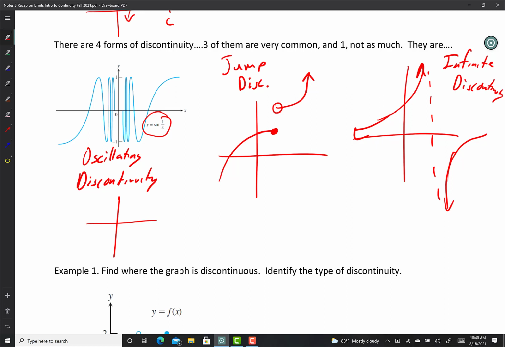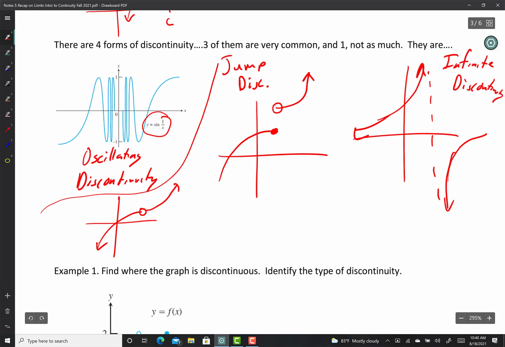The last one, not to be confused with oscillating, is the simplest one. What do you think that's called? It's a hole, but what's the official name? Oh no, not hole discontinuity.